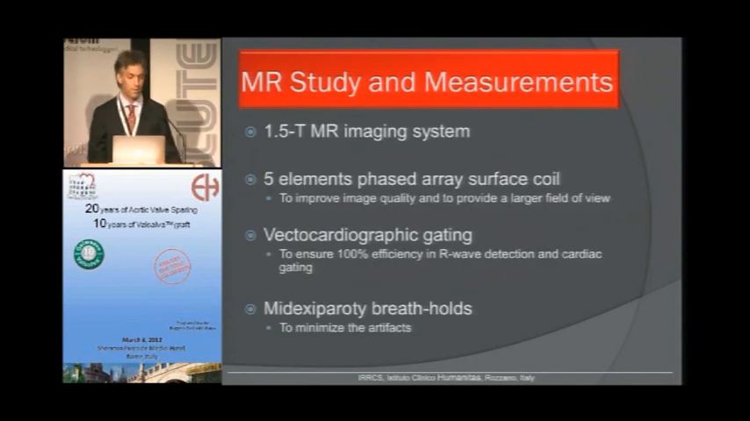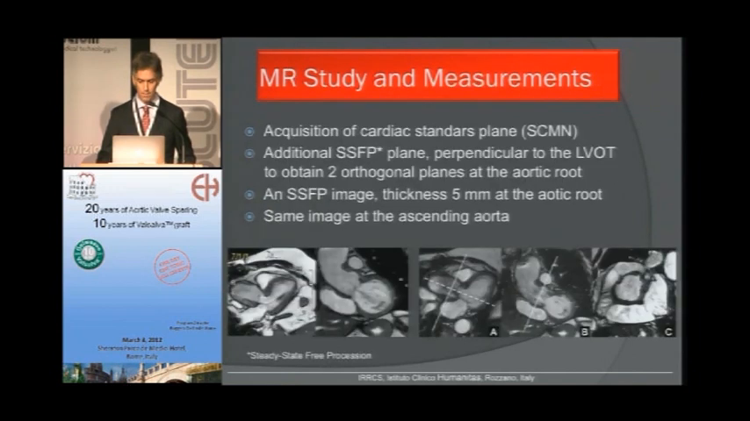We used a 1.5 Tesla magnetic resonance system equipped with 5-element array surface coils in order to improve the image quality and to provide a larger field of view. Vector-cardiographic gating was used to ensure 100% efficiency in air wave detection and cardio gating, and acquisitions were taken during mid-expiratory breath hold in order to minimize artifacts.